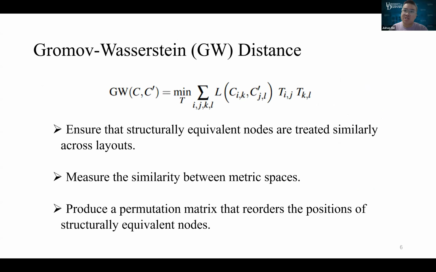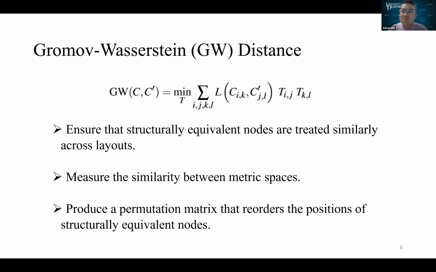To address this challenge, did the authors use the GW distance? The formulation of the calculation of GW distance is shown in this slide. This metric compares two layouts of structurally equivalent nodes by finding the optimal alignment between the sets of structurally equivalent nodes in different layouts.